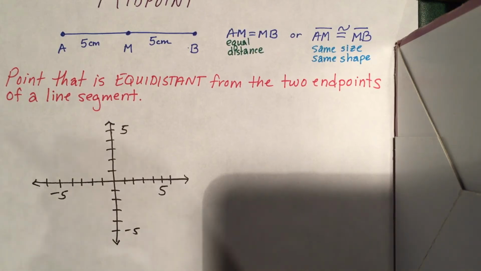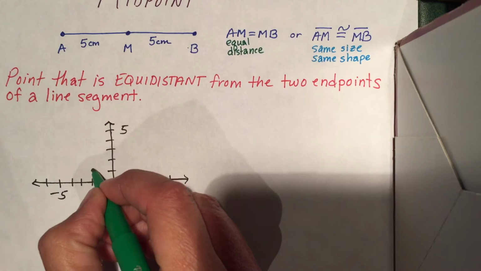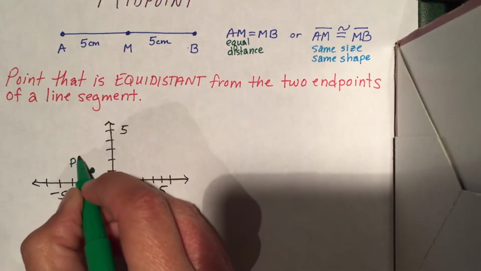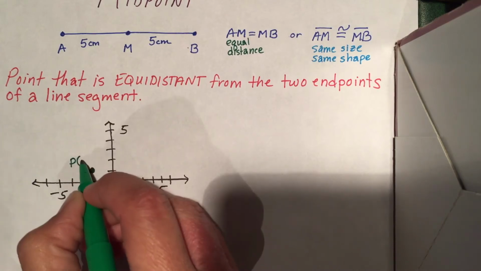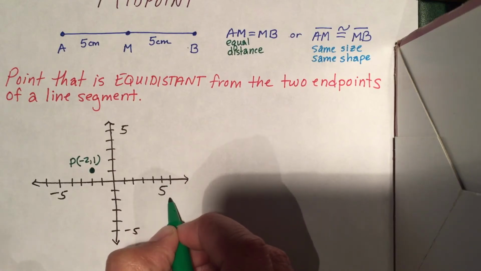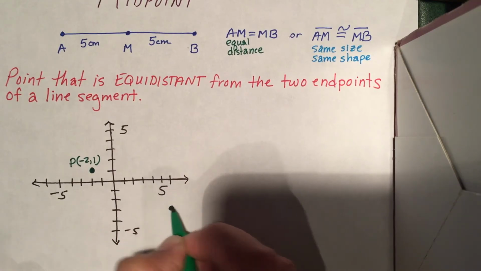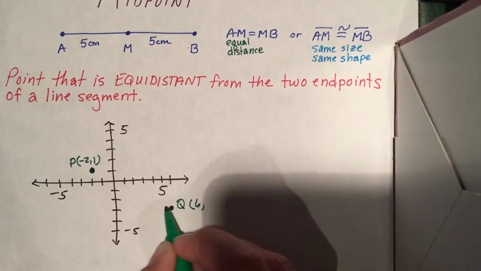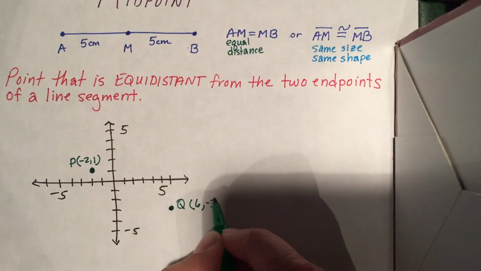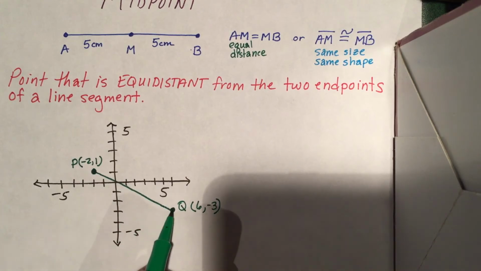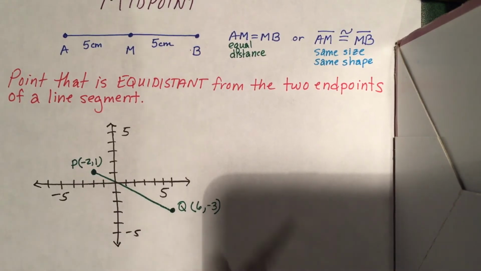So I'm going to give you 2 points here. Let's do this point here, and we'll call that point P. And point P is over 2, up 1, so -2, 1. And we'll do a point over here. Let's put a point here, and we'll call that point Q. And that's located at 6, -3. So between P and Q, I'm going to draw a segment. And I want to find the midpoint of this segment.